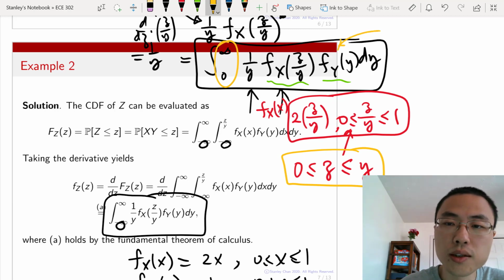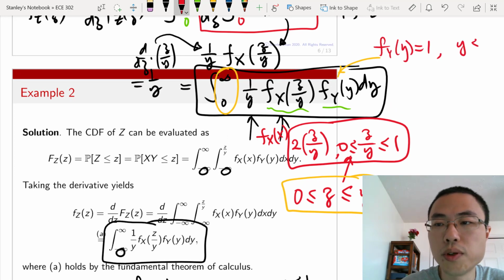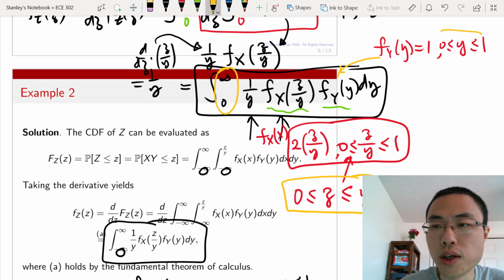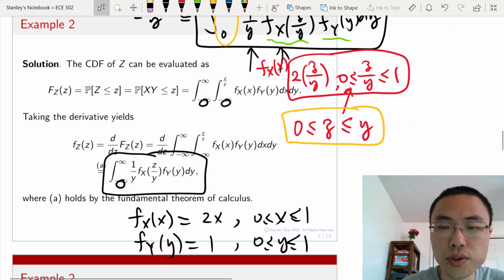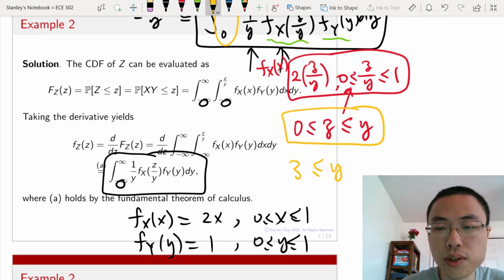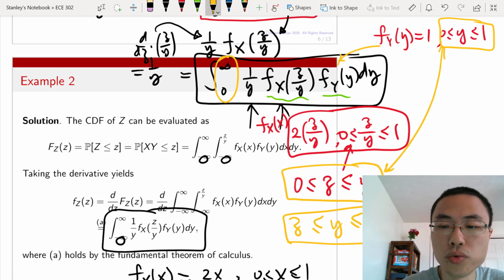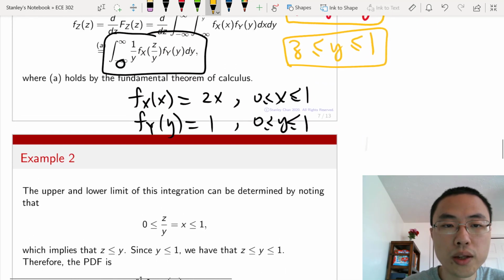Now how about we plug in the other equation? The other equation says that this is my fy of y, this is 1, and y has to be between 0 and 1. So what do I have? Well, since you have y between 0 and 1, you have the second constraint, which is exactly this. Then you combine the two constraints, and you see that your y has to be between 0 and 1. So that is the overall constraint derived from these two, 1 and 2. You combine these two, you have this constraint. So what does it mean? Well, you go back to this equation.